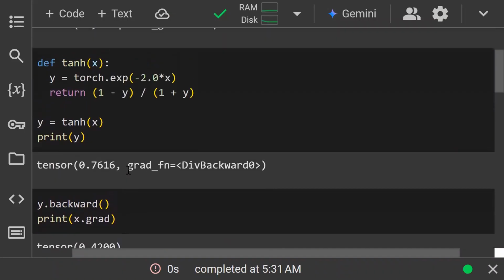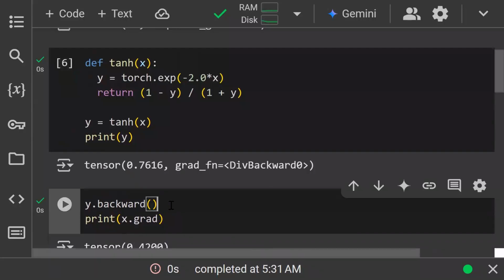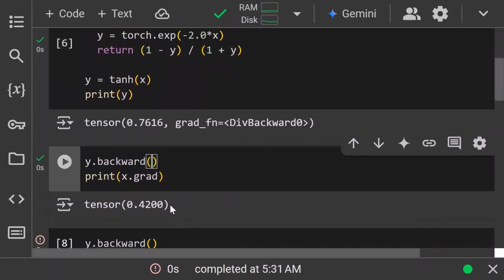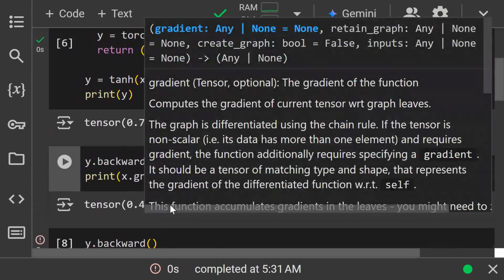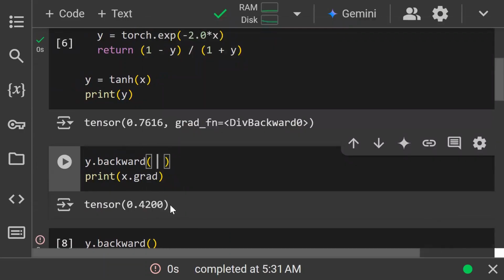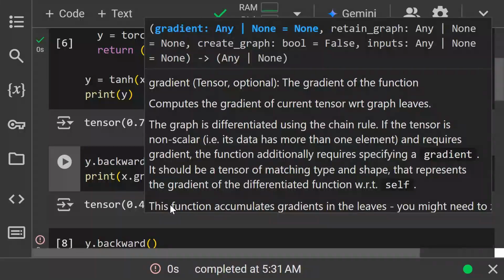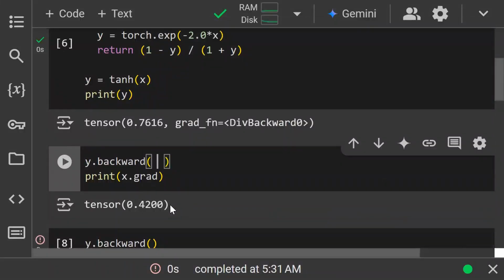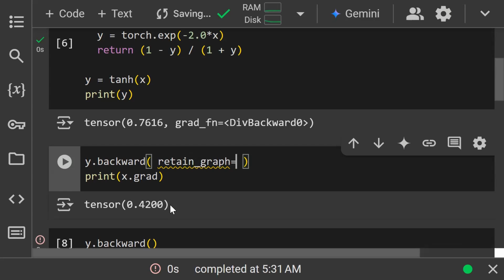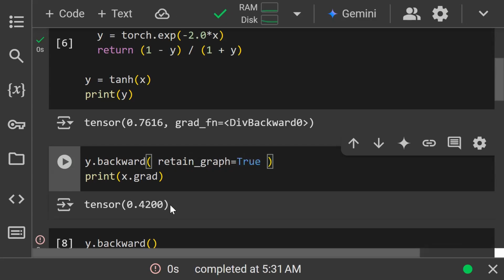So here, when you do the backpropagation, if you plan to do the backpropagation for whatever reason multiple times, then you want to set retain graph equals to true, like this, and then run it.